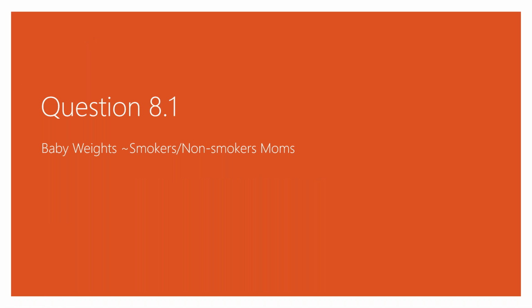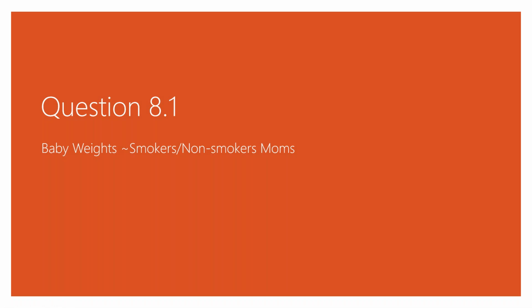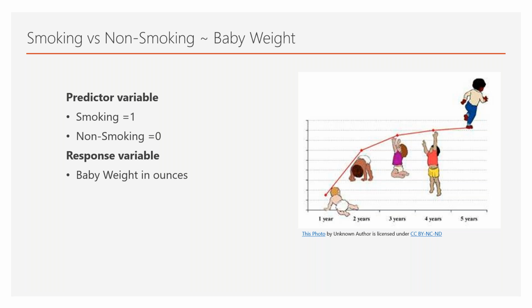So I'm going to do question 8.1. It has to do with baby weights in relation to smoking and non-smoking mothers. So the Child Health and Development Studies investigate a range of topics. One study considered all pregnancies between 1960 and 1967 among women in the Kaiser Foundation Health Plan in the San Francisco Bay Area. Here we study the relationship between smoking and weight of the baby. The variable smoke is coded 1 for the mothers who smoked and 0 if not.